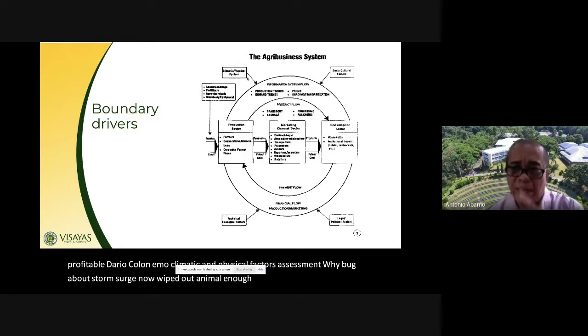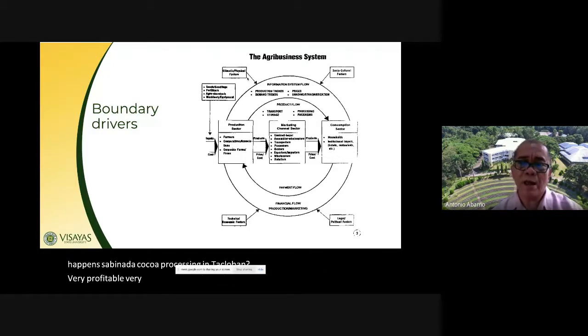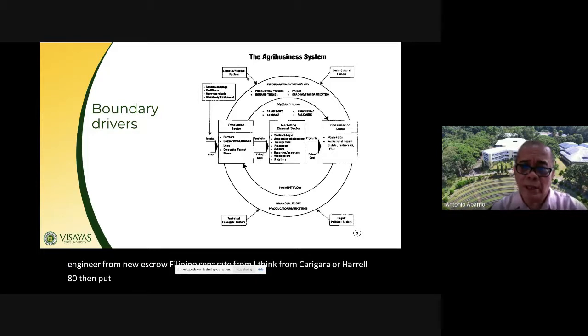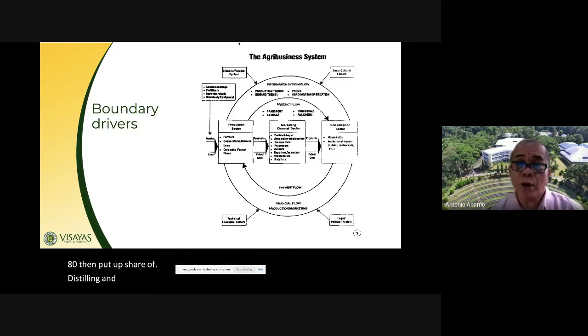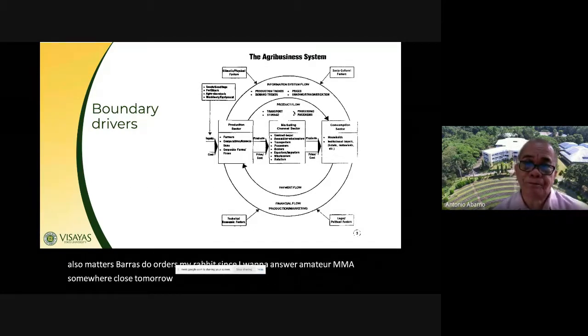That is exactly what happened to the Bino de Coco processing in Tacloban. Very profitable, very promising venture of a Filipino chemical engineer from the US, but Filipino, from Carigara or Jaro, Leyte. He put up a distilling and bottling of coconut wine in Tacloban, somewhere in Marasbaras, near Robinsons, somewhere close to Marasbaras, no?